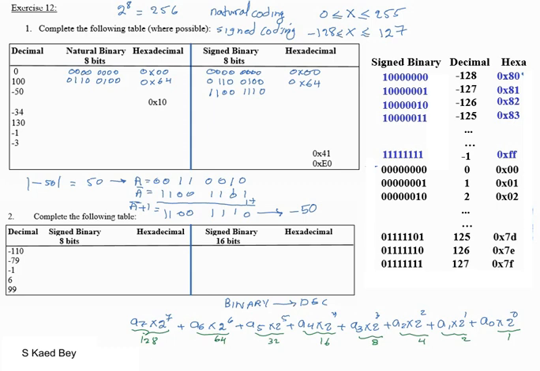In order to find the hexadecimal of this signed representation, simply look at the first 4 bits, and the 1100 in fact is the number 12, so this is letter C. And the 1110 in fact is number 14, so that's going to be E. Since the negative 50 can only be represented in signed coding, then for the natural representation this is not applicable.